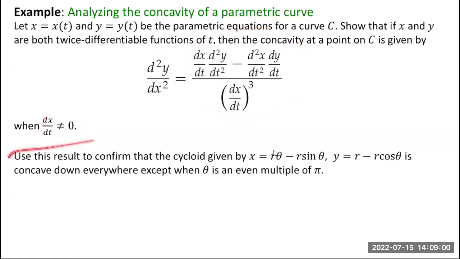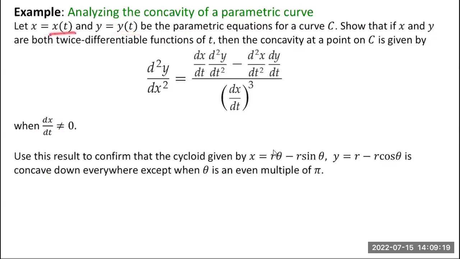And we have a second part. Let's worry about that one later. Let's first prove this formula. How do we prove this formula when dx over dt is not equal to 0? Well, we are going to observe a couple of things. First of all, notice that x is a function of t, y is also a function of t.